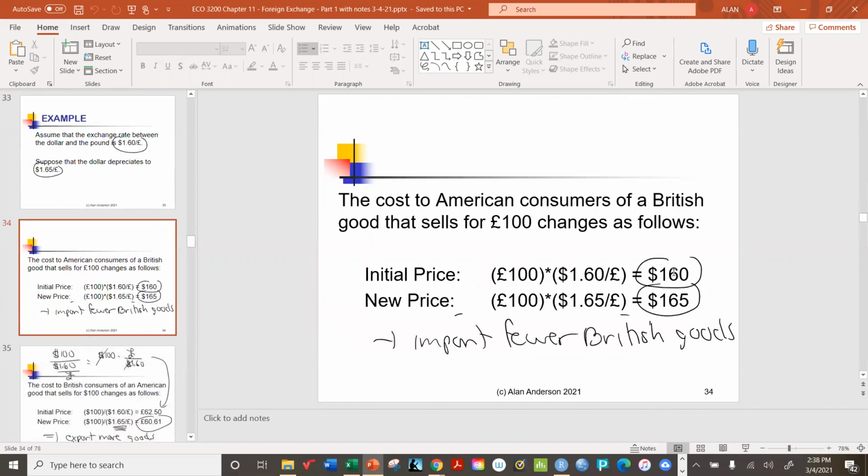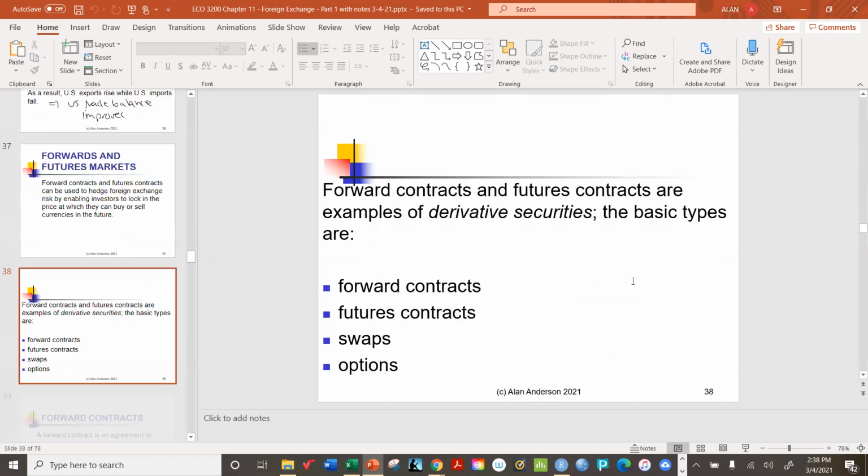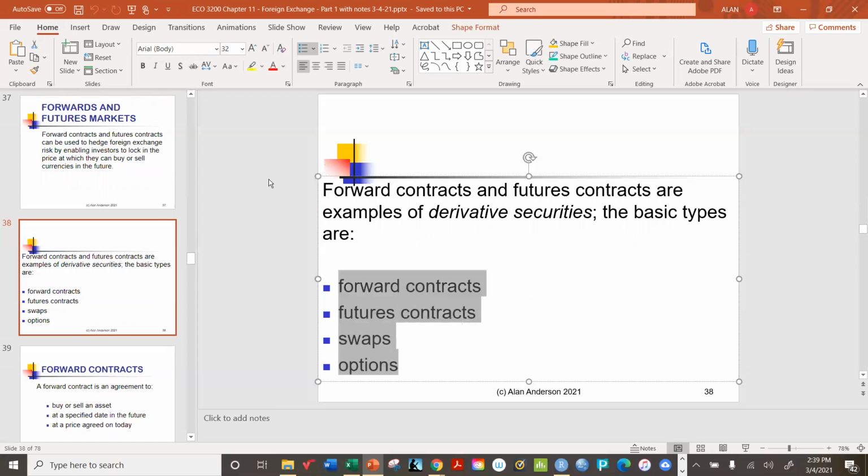All right, so now where did we leave off? Oh, we started talking about forward and futures markets. There are four basic types of derivative securities through which we can buy and sell foreign currencies. Now, these contracts are mainly designed to help us hedge foreign exchange risk.